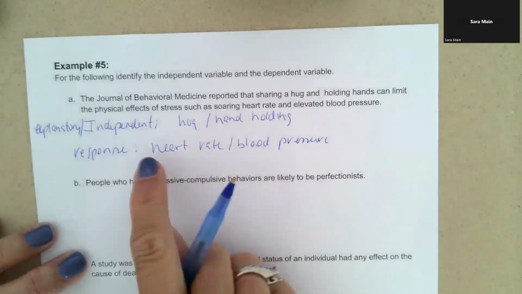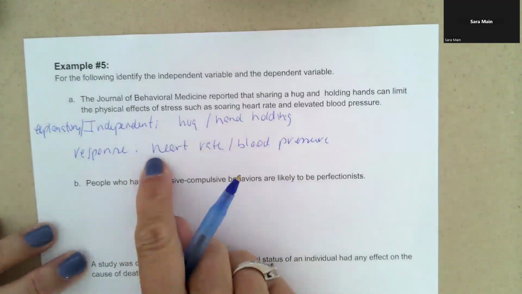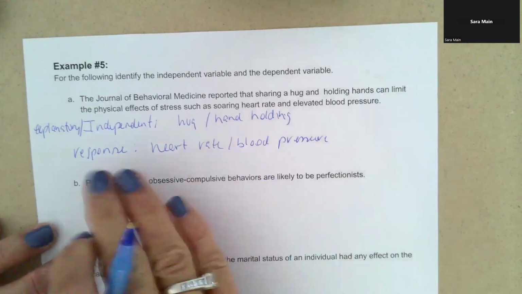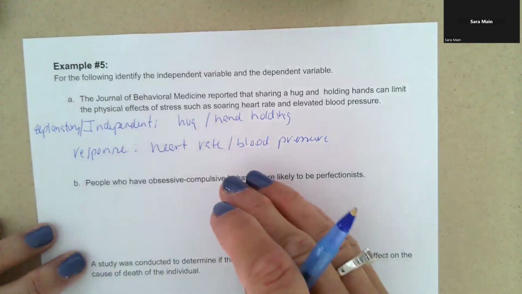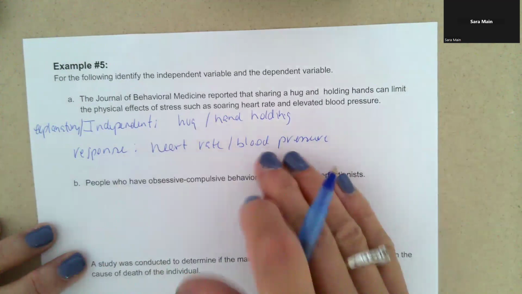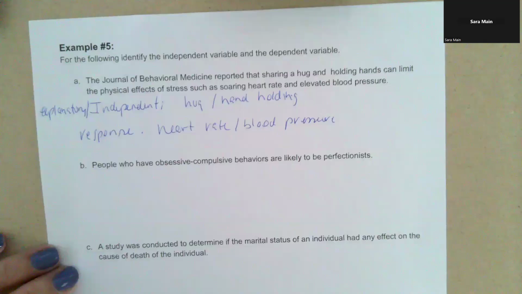Now notice I didn't write soaring heart rate and I didn't write elevated blood pressure. It's just the heart rate and blood pressure. It's just what are we measuring? I'm not saying it was high or low at this point. I'm just saying, what am I measuring? Okay, that's it. That's critical.